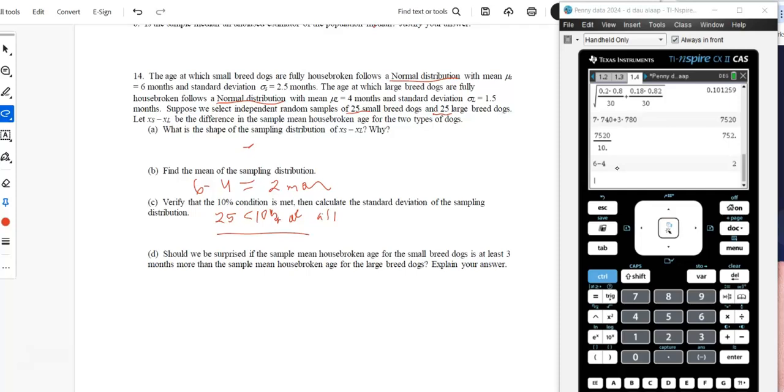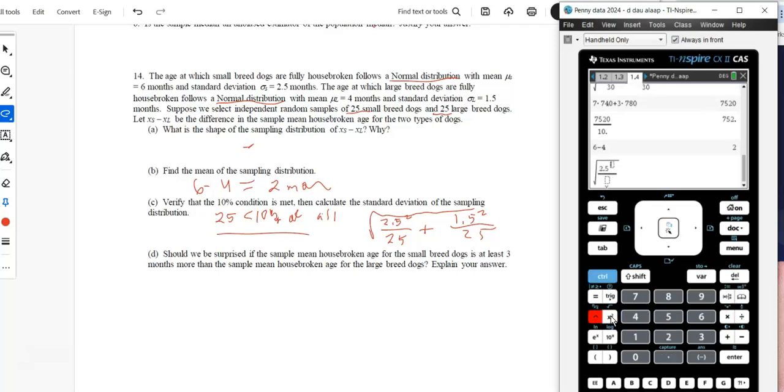And then calculate the standard deviation. So the standard deviation, this is means. So we want standard deviation, so it's square root of standard deviation squared, so 2.5 squared over 25 plus 1.5 squared over 25. I think we should do that in our calculator. It should work out. So square root of 2.5 squared over 25, sorry, got confused, plus 1.5 squared, I believe was the other one, over, I think that one was also 25. So we get 0.58. We don't have to interpret it, 0.583, I guess.